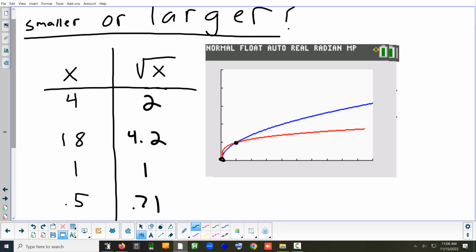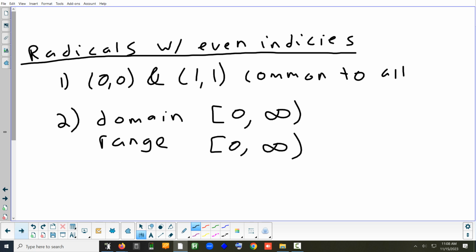From 0 to positive infinity. Including 0. How about the range? What's the lowest that those graphs go? 0. And the highest? Infinity. So that's exactly what we just said. The domain and range are 0 to infinity.